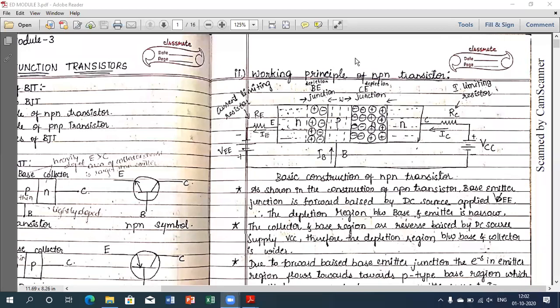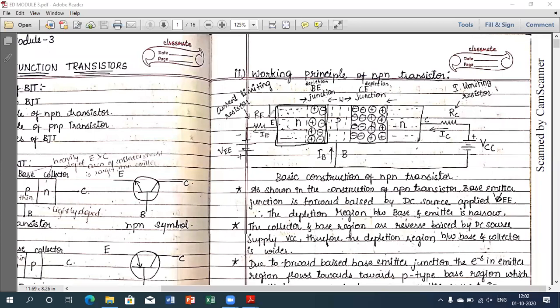Now, we'll move on to the working principle of the NPN transistor. So now look at the circuit diagram here. What does it consist of? First thing, this is the N region. I'm showing one by one. It's very simple. This is the N region which is connected to the emitter terminal.